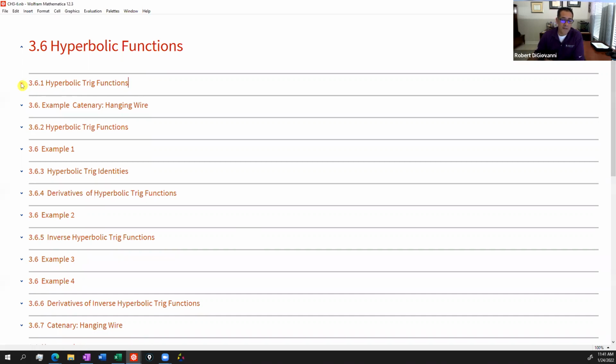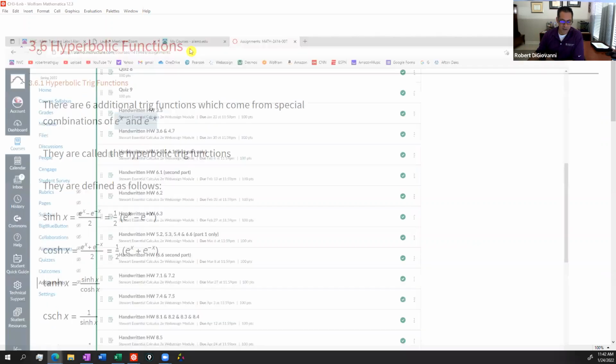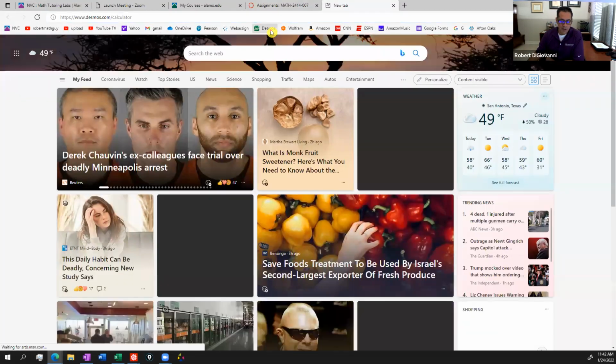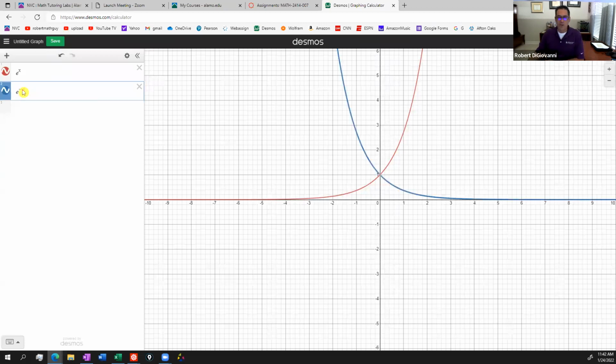So I have to first define what the hyperbolic functions are. There are 6 additional trig functions. Again, we're calling them hyperbolic trig functions, but they are just some special combination of e to the x and e to the negative x. So it's really kind of a strange thing. We all recognize e to the x from college algebra, and e to the negative x, which is just its reflection over the y-axis.